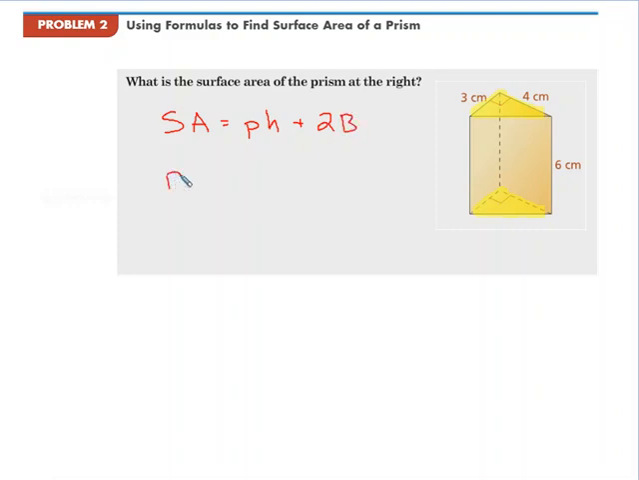Okay, and we're going to make a list here of the 3 quantities we need, right? And you notice again, the one we don't really have to do much with is the height. It's right there. The height is going to be the 6 centimeters. Okay. I think the next one that's actually the easiest is the B, the area of the base.